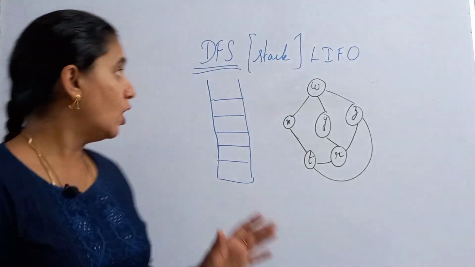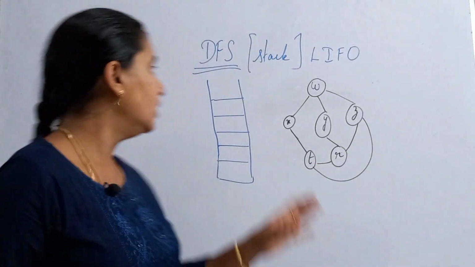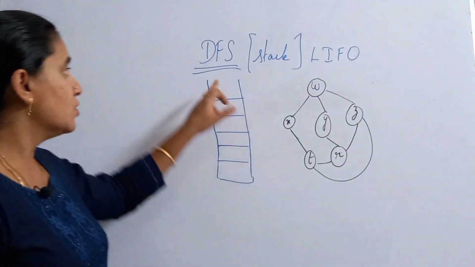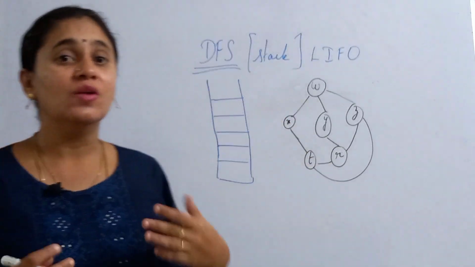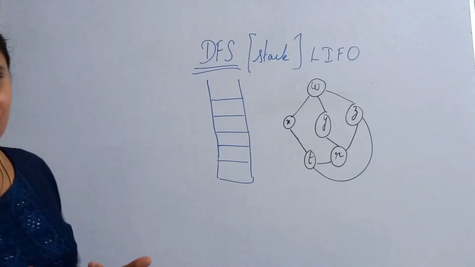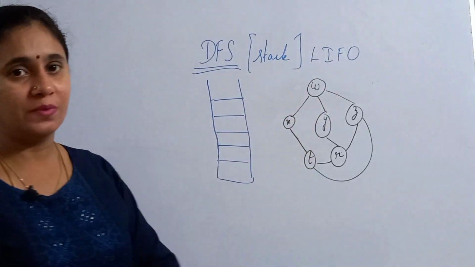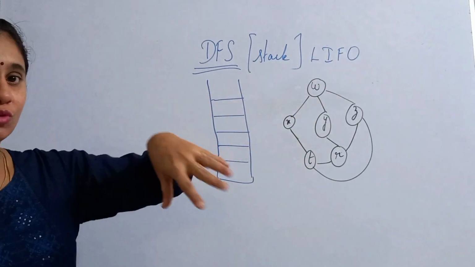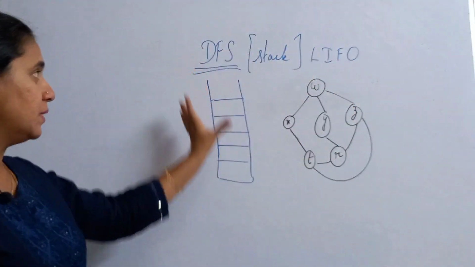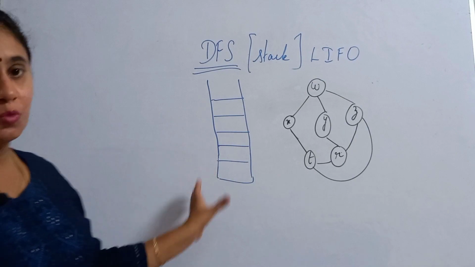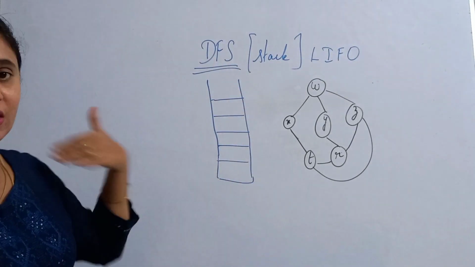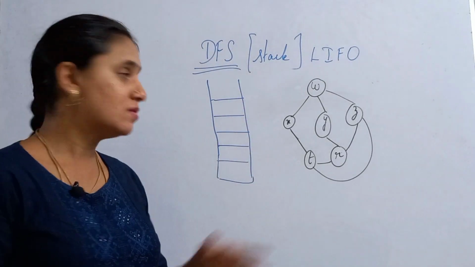So friends, now we are going to discuss a problem on depth first search. Depth first search is going to use the stack data structure, which has an implementation of the last in, first out method. That is, we are going to remove the topmost element that is present in the stack data structure. So this is the thing about depth first search. Now we can go for directly solving this problem.